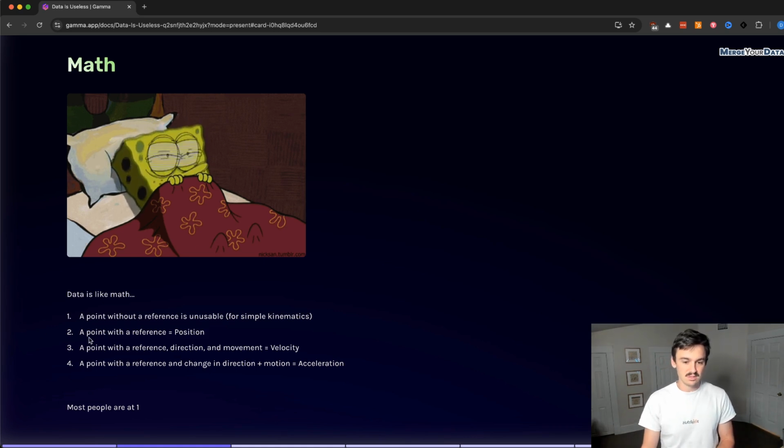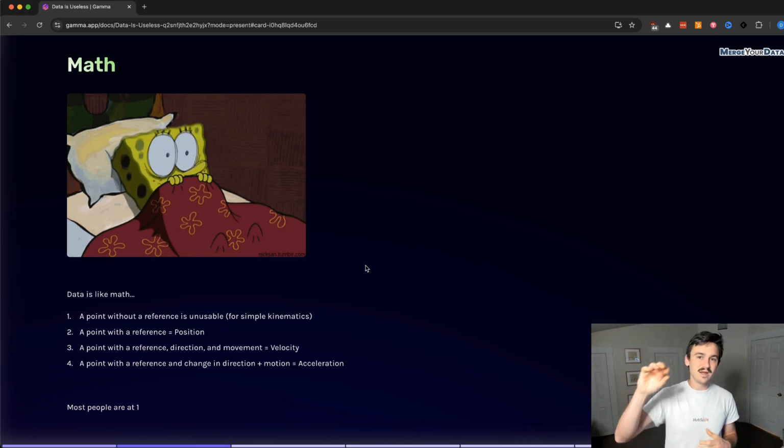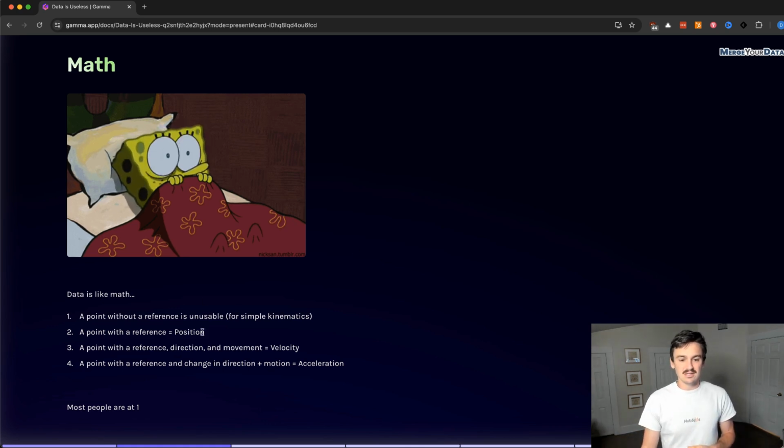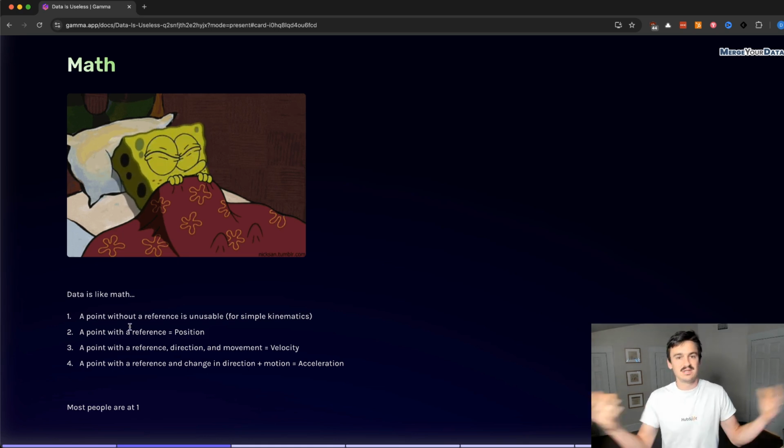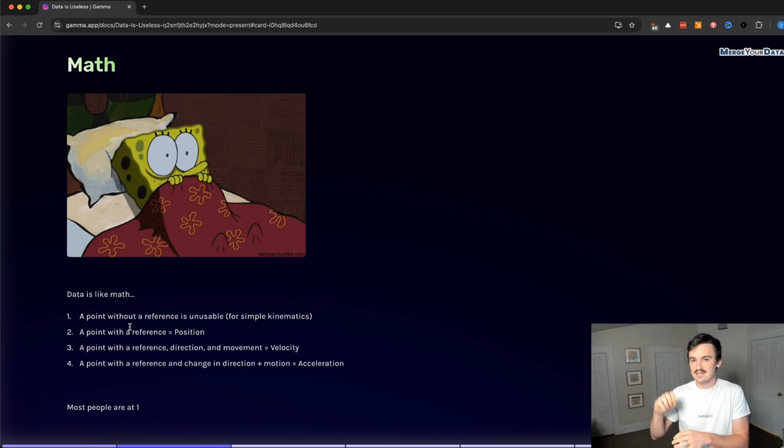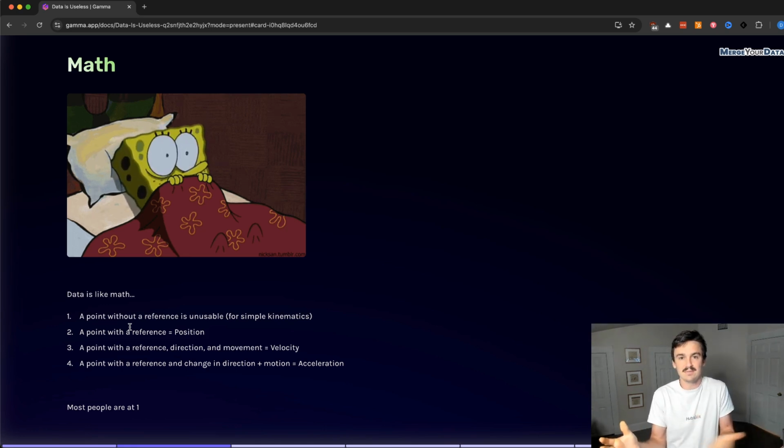And then two would be a point with a reference, and that equals position. So if you do have an X and Y axis or an X, Y, and Z axis, you'll be able to understand where that point is at in space. And so now we have some useful information, right? And so one is how a lot of people end up using data. They just have a piece of information, but it's not in reference to anything. It doesn't have any anchoring point. And so they just have a piece of information. You can't really do much with that because it's not in the context of what's going on around them.